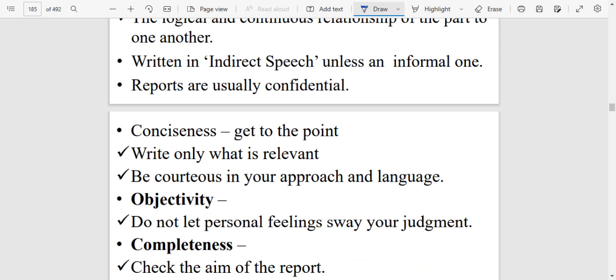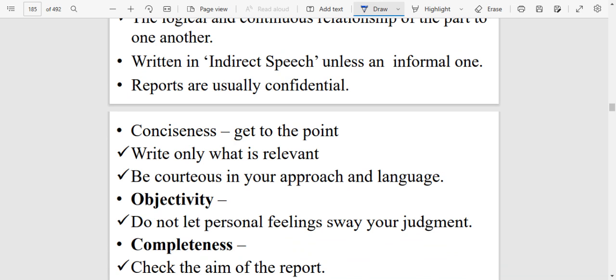And also reports are usually confidential, so you need to pay attention to that. They are usually confidential, meaning that they are for a specific purpose. It's not for just anyone or for exposure. That exposure, that is confidentiality. Only a specific group of people or permitted people can view it.